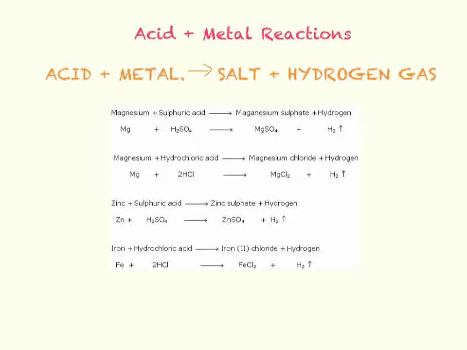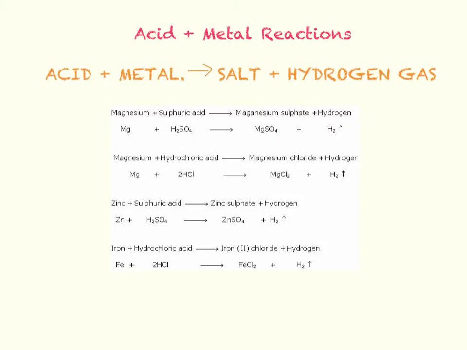Anyway, acid and metal makes salt and hydrogen gas. Have a look at these examples. Magnesium's our metal, obviously. Our acid, sulfuric acid's got your hydrogen ions. When they react, the metal displaces the hydrogen and you end up with magnesium sulfate, that's our salt, and hydrogen gas.